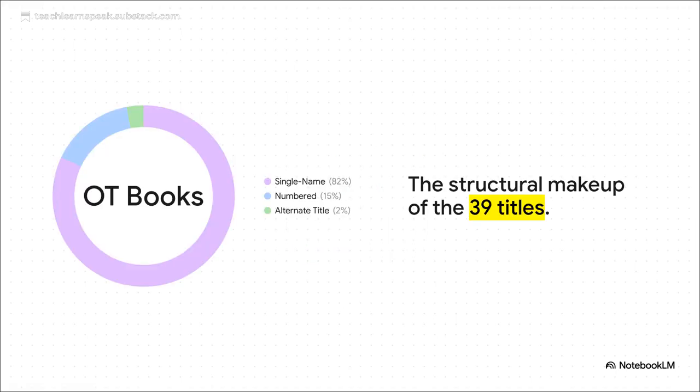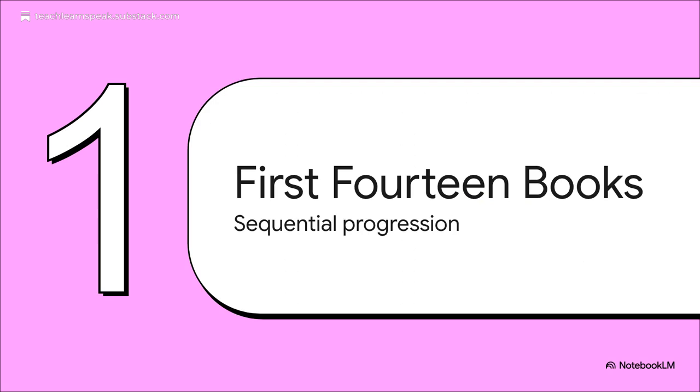Now, the actual structural makeup of the text itself practically hands us a roadmap for how we're going to break these 39 titles down. Check out this distribution. Out of the 39, the vast majority, 32 of them, are your standard single-name books. But sitting right there in the data, hiding in plain sight, are two incredible structural anomalies. We've got a distinct block of exactly 6 numbered books and precisely 1 book with an alternate title. And honestly, that's our whole game plan right there. We're going to use these variations as visual stepping stones to carry us all the way to 39. So let's get right into it.